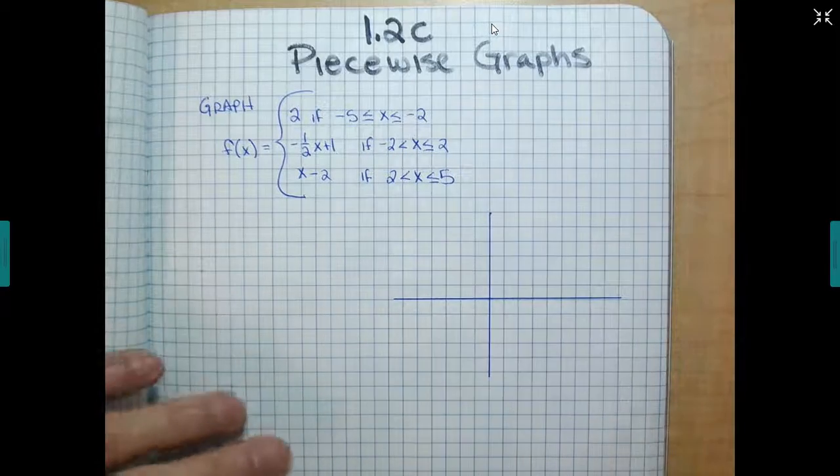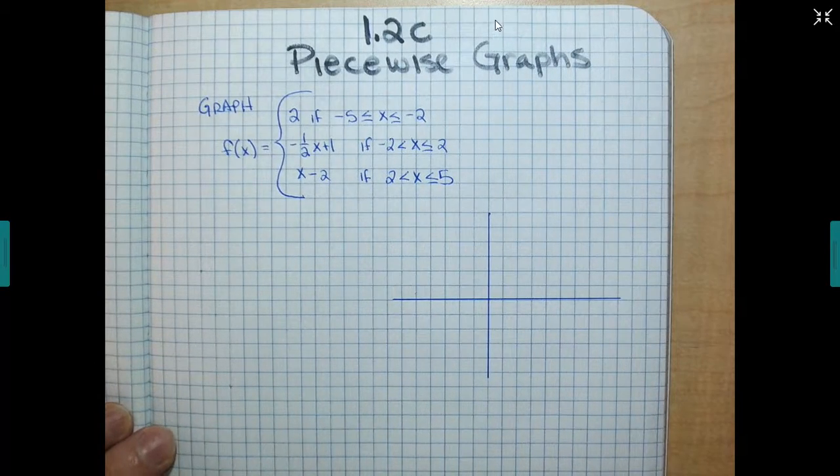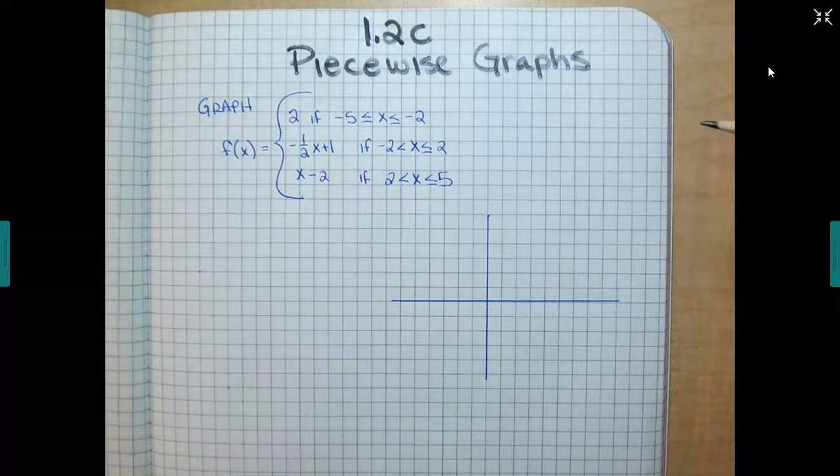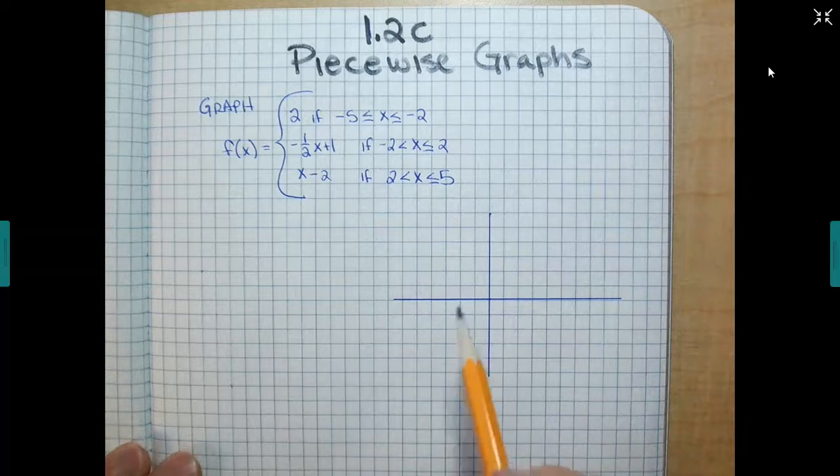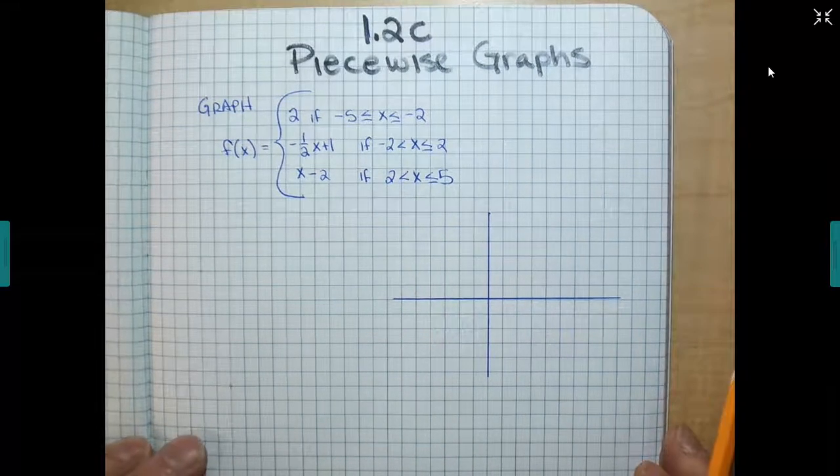Good morning, students. Today we are on our last section of 1.2, our last section of piecewise graphs. We're going to review graphing them, and then we are going to learn how to write the functions from a graph. So let's do a quick review on graphing these piecewise graphs.